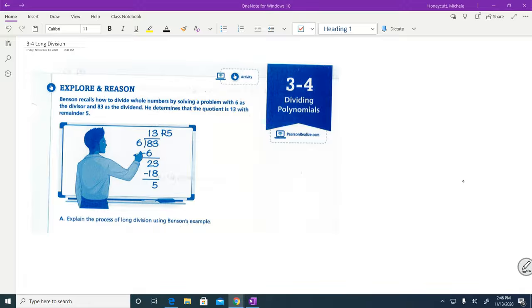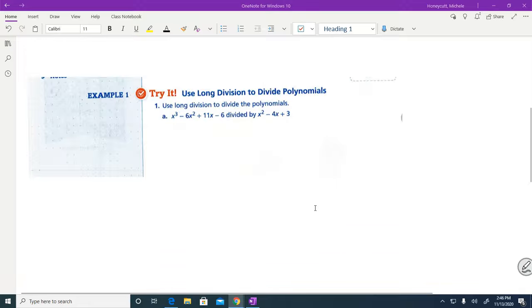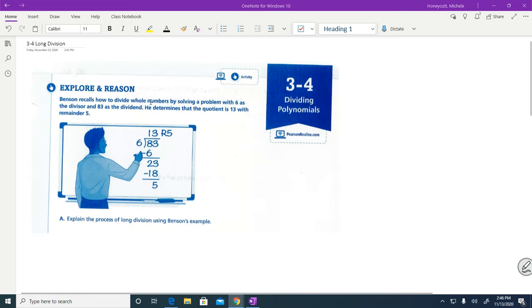So let's refresh on how you can do long division with numbers. And then we'll see how long division works when we have algebra. But don't get too scared yet. Let's focus on long division. So this is what it looked like.